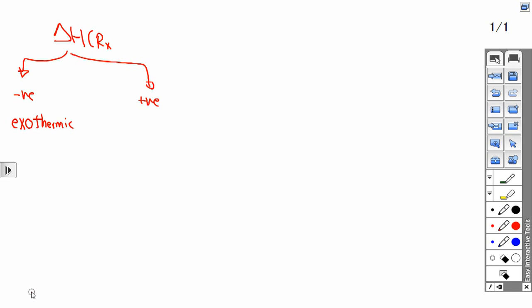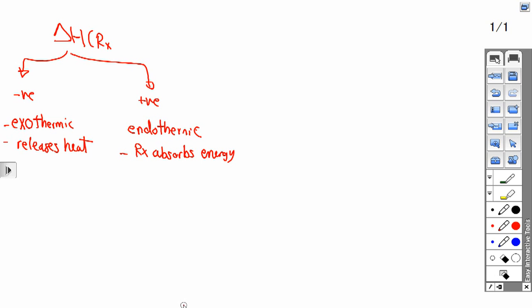If delta H is negative, the reaction is exothermic. If delta H is positive, the reaction is endothermic. What is the difference between exothermic and endothermic? An exothermic reaction is the reaction that releases heat. Exo means the heat is released. An endothermic reaction is the reaction that absorbs or needs energy.